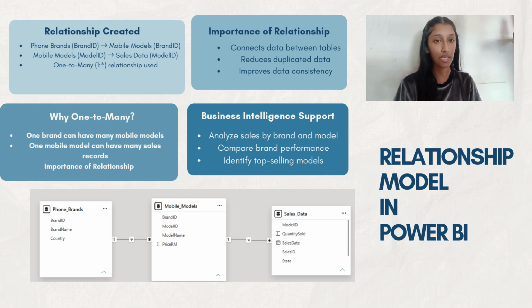Why one-to-many? We used a one-to-many relationship because one phone brand can produce many mobile models. For example, Samsung can have many models like Galaxy S24 or Galaxy A55. Similarly, one mobile model can appear many times in sales records because the same phone can be sold multiple times.